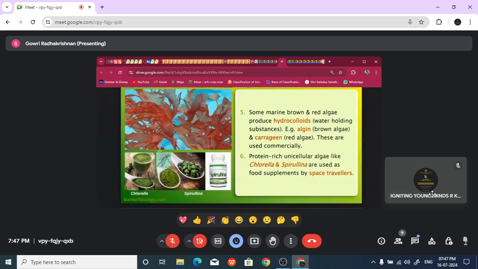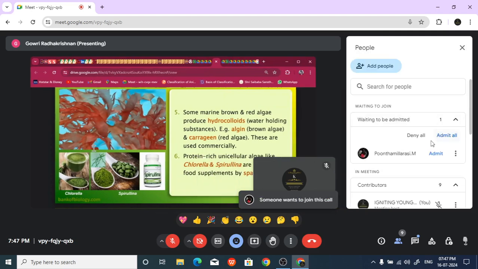Some marine brown and red algae produce hydrocolloids, water-holding substances: algin from brown algae, and carrageen from red algae. These are used commercially for coloring and in food. So, protein-rich unicellular algae like chlorella and spirulina are used as food supplements by space travelers.